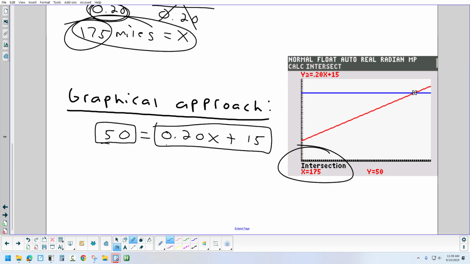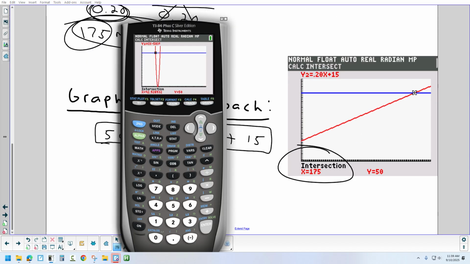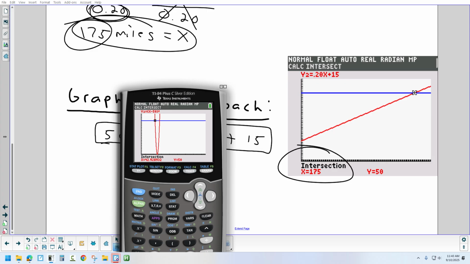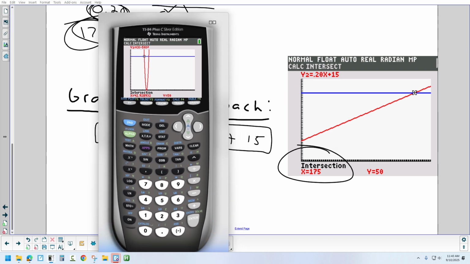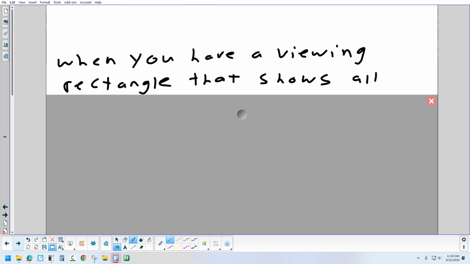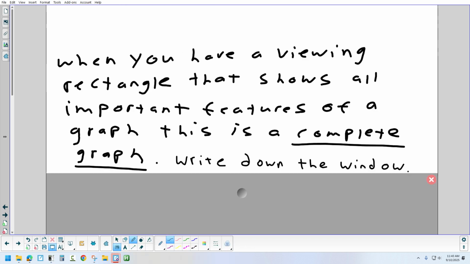All right, so this window that we found, that was a really good window. It showed everything that's important. This is a good window too. If the goal is to figure out where the parabola crosses the blue line, yeah, I can see it perfect right there. That's a good window. When you have a window that shows you everything that's important in the graph, that is called a complete graph.